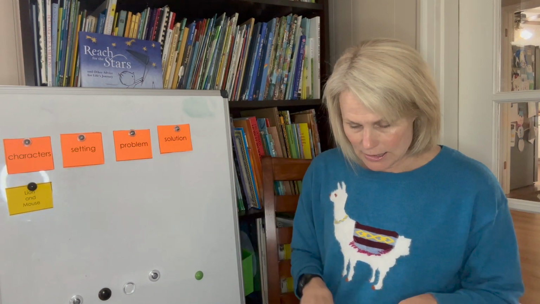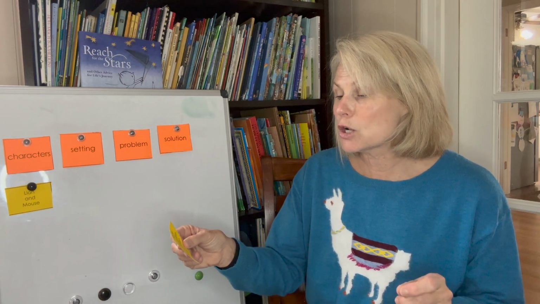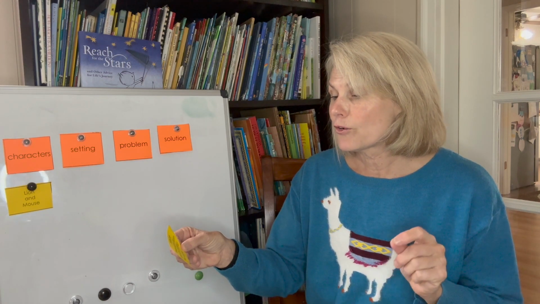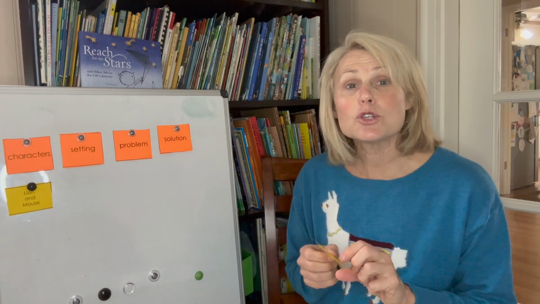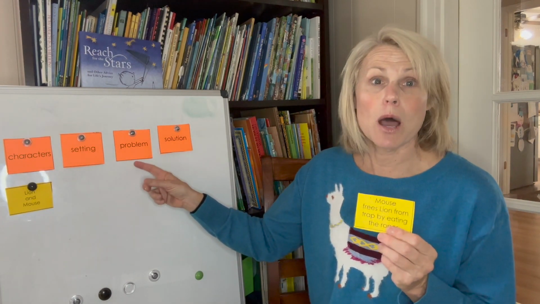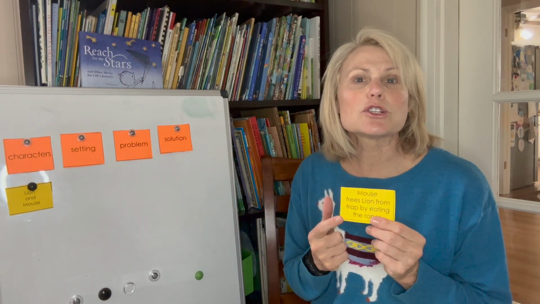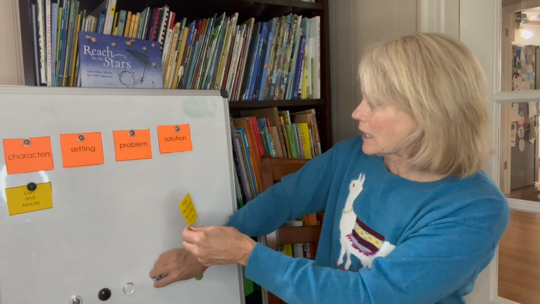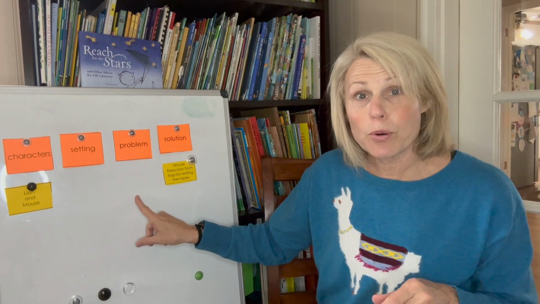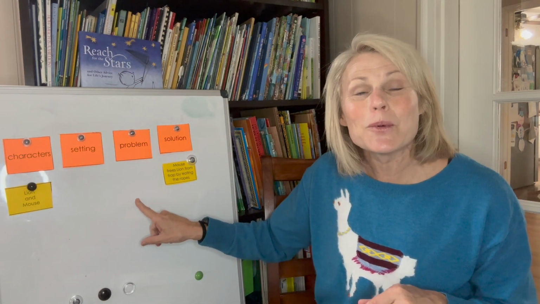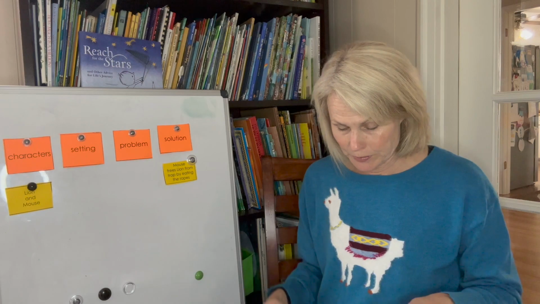Okay, let's do next. Next we have the mouse frees the lion from the trap by eating the rope. So in this story, is that the problem or the solution? It's the solution. So you would place this under solution. The problem, if you're unfamiliar with this little fable, is that the lion gets caught in the rope.